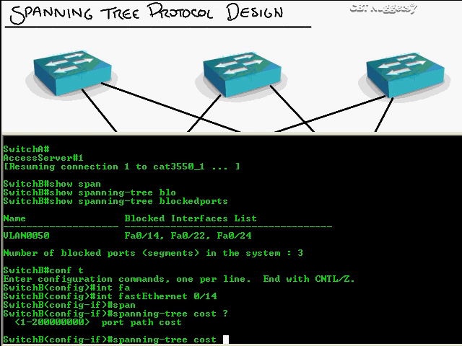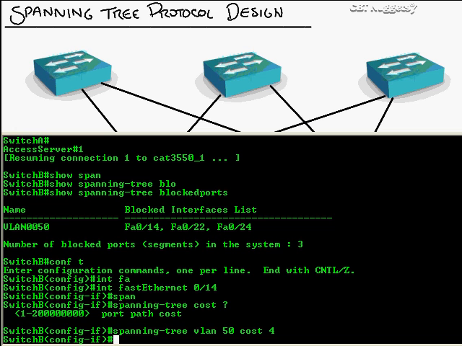The problem with doing it this way is it would change the cost for every VLAN. So it would say on every VLAN it is a cost of 4 if that's what I'm going to type in. And I don't want to do that. I'm just playing with VLAN 50 here. So I'm going to do spanning-tree vlan 50 cost 4. Okay? And that modifies it just for that one VLAN.